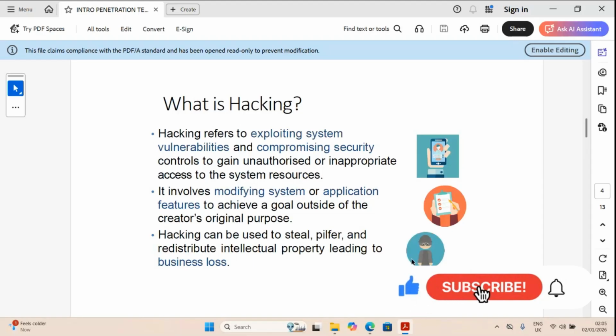Hacking refers to exploiting system vulnerabilities and compromising security controls to gain unauthorized or inappropriate access to the system resources. What is vulnerability? Vulnerabilities here are weaknesses in an asset that can be exploited by a threat agent.